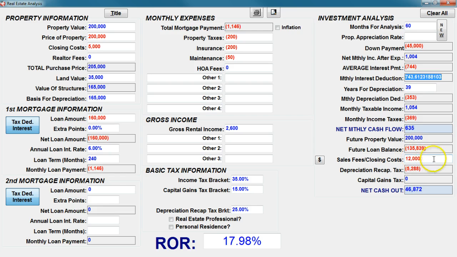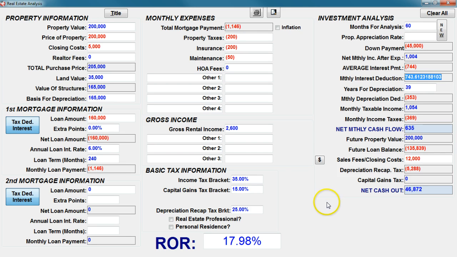Okay, sales and closing costs of $12,000 come off the bottom there, and you see that we've got a depreciation recapture tax of $5,200. And now, if you'll notice, we have just about an 18% rate of return. Keep in mind, this is with no appreciation in the property whatsoever. So, based on this right now, this is looking like a pretty sweet deal.